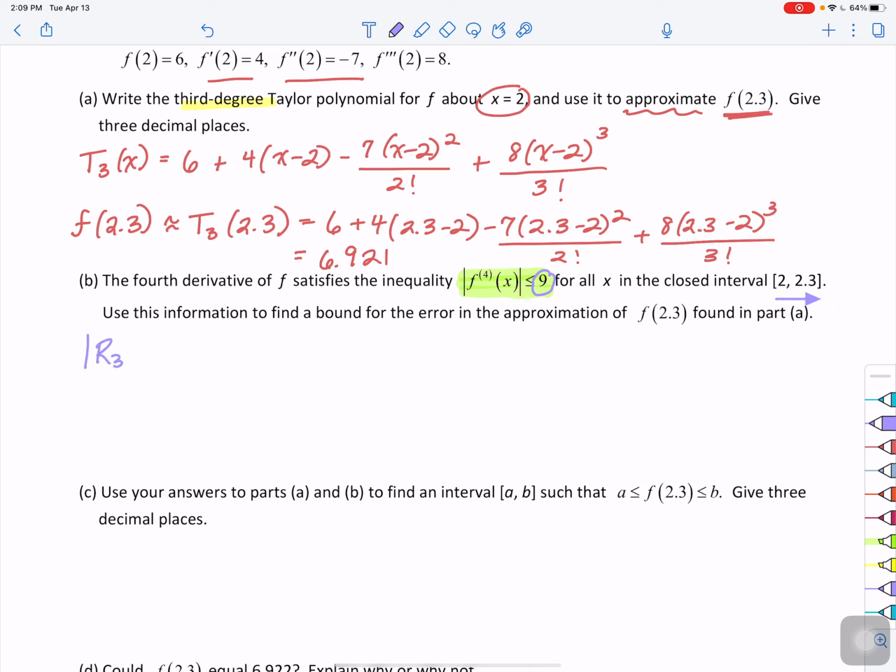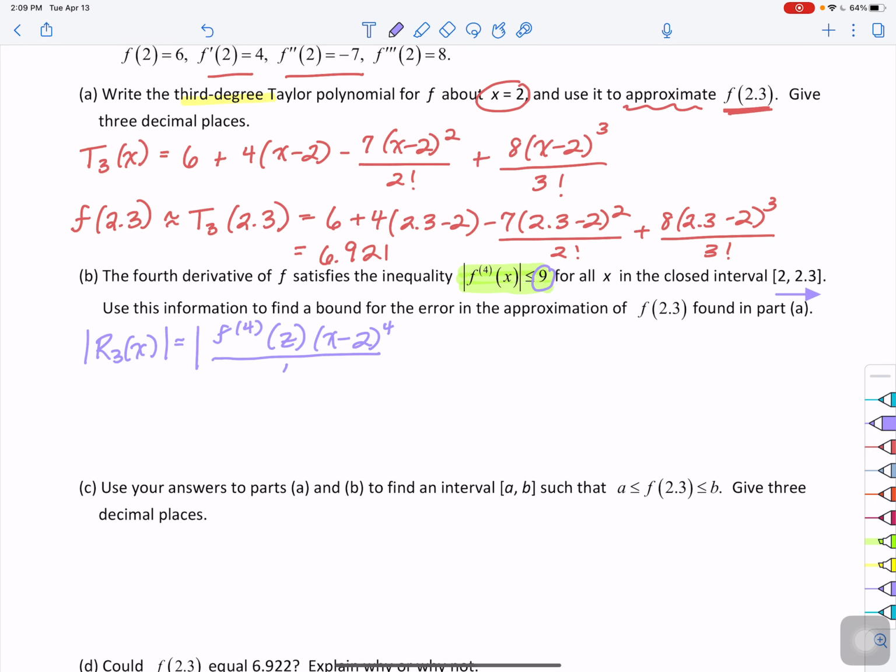That third degree remainder is actually equal to that fourth derivative of z times x minus 2 to the fourth, all over 4 factorial. Do you see that it's this next term? Right here is where this came from, right here. Okay?